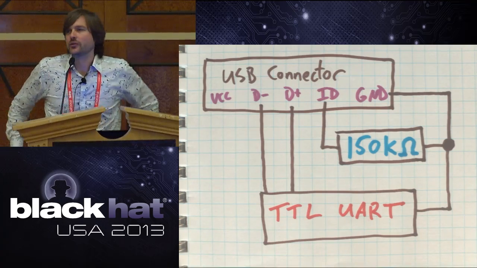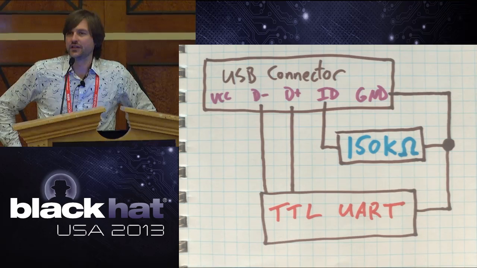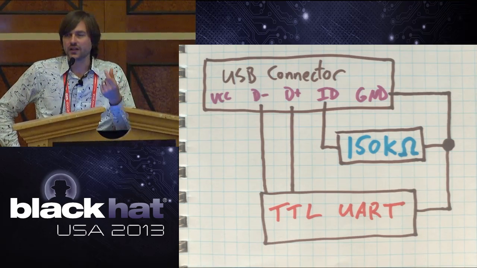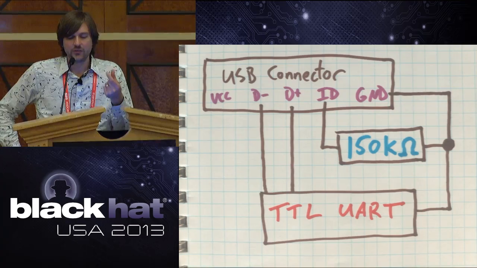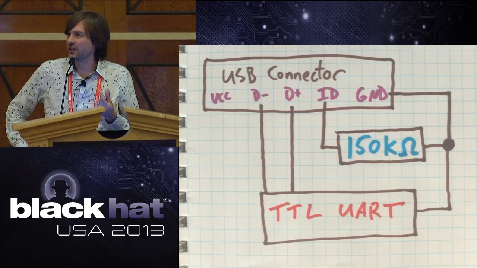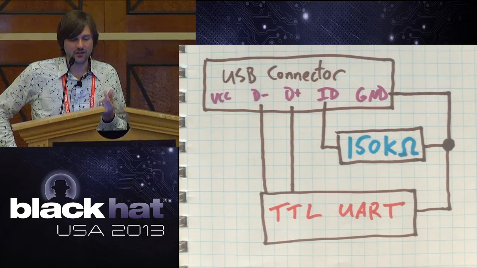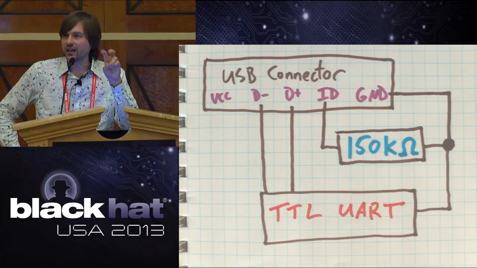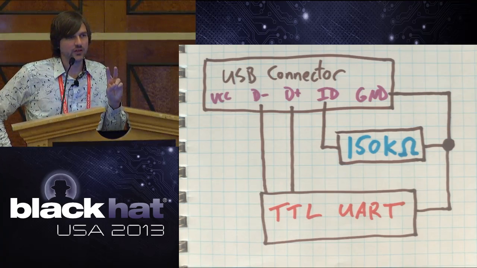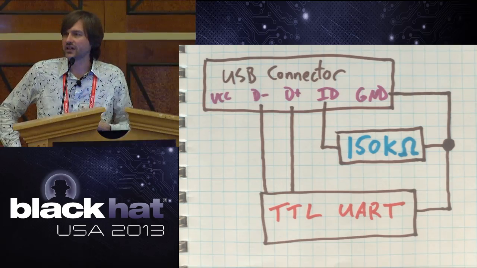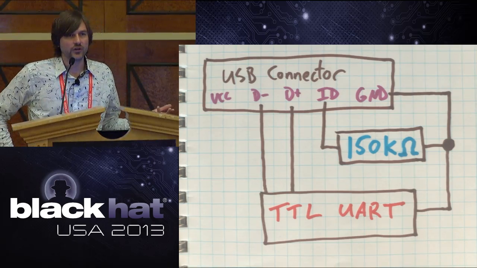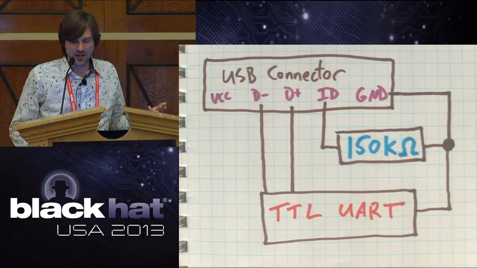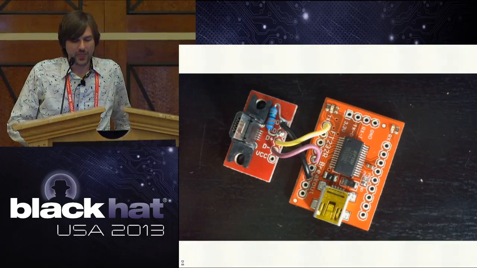So here's what we do to interrogate one of these things. We get a USB connector, like a micro USB plug. We connect a fixed resistor of 150 kilo ohms between the ID pin and ground, and then we connect the USB data lines, the two lines, to the transmit and receive lines on our own TTL UART. That's all we do to start talking to these things. So let's build one of these.